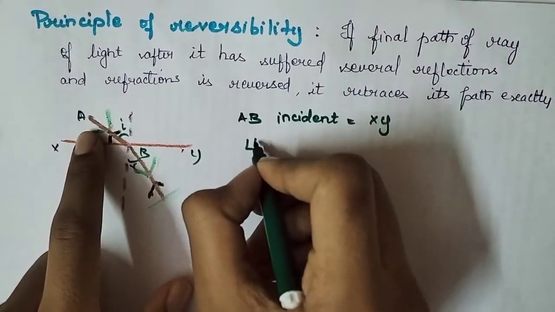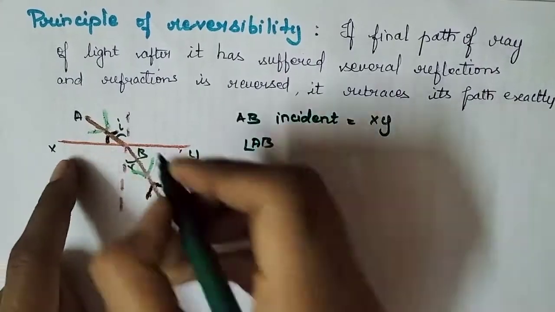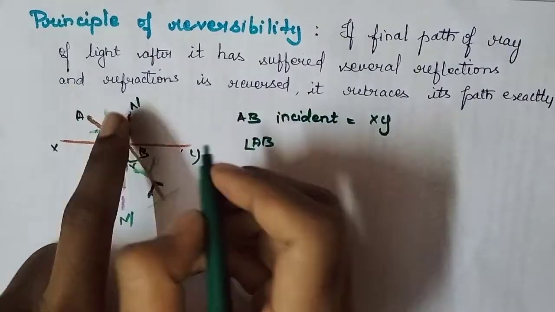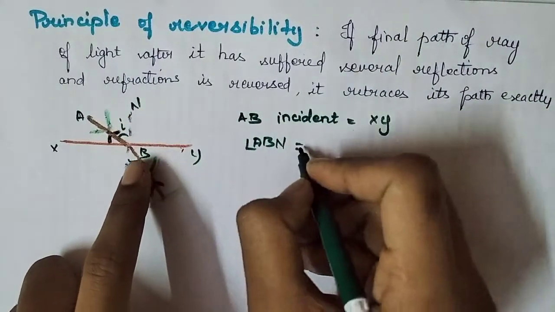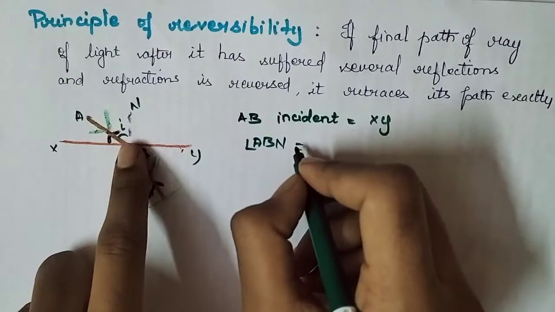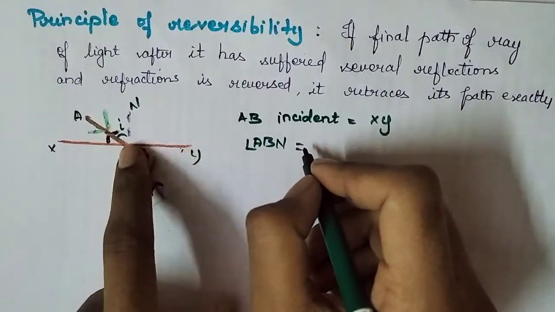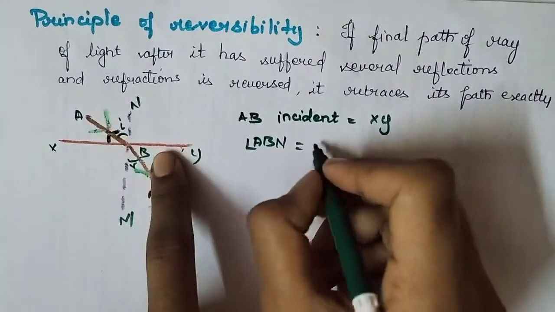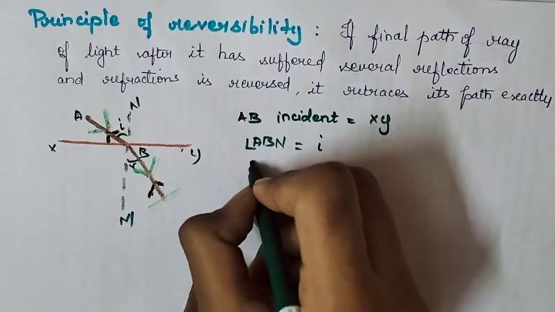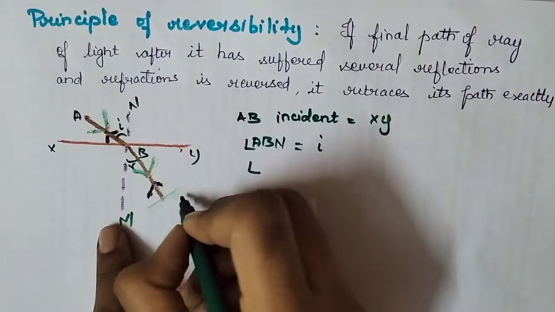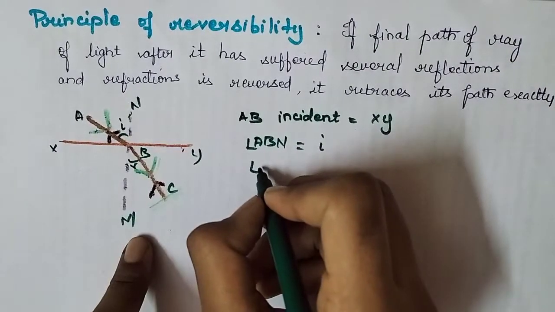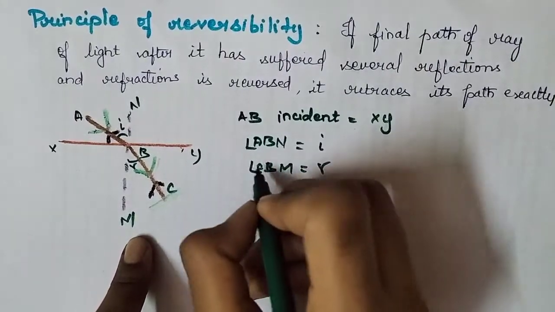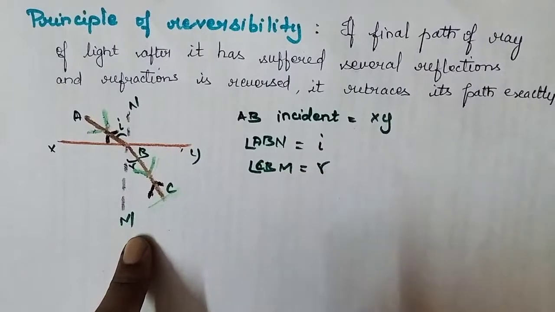Now angle AB, let's take it as N and M. So ABN, I is the incident angle, the incident angle on XY. Correct, children? Angle of incidence ABN is I, and angle of refraction, this is C. Let's take ABC. CBM to be R.